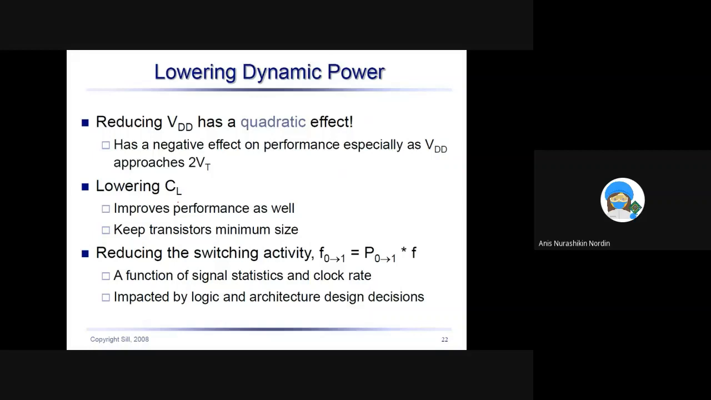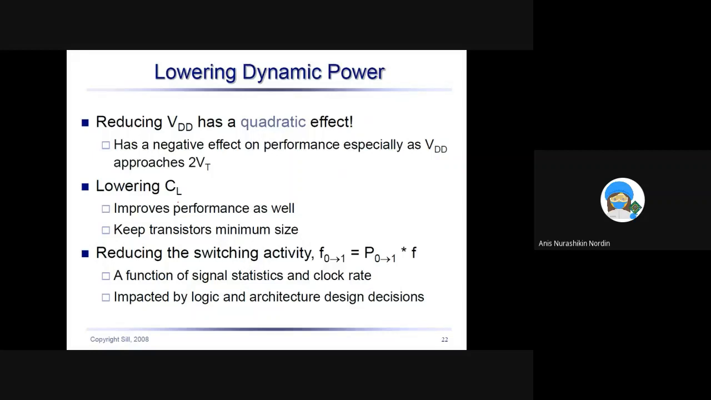Okay, so just to conclude, what are the methods to lower the dynamic power? You can reduce VDD. When you reduce VDD, you have a quadratic effect, right? But when you reduce VDD, it has a negative effect on the performance, especially when the VDD becomes so low that it approaches 2 times the threshold voltage. Okay, lowering the capacitance also helps. And how do you do this? By keeping the transistors at minimum size.